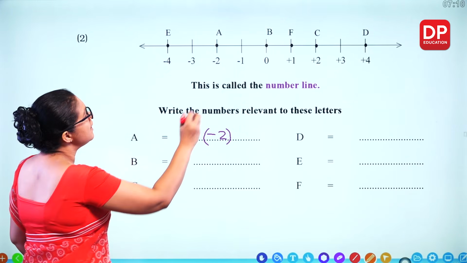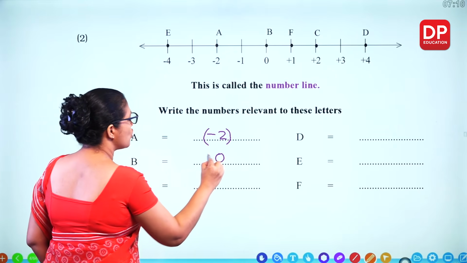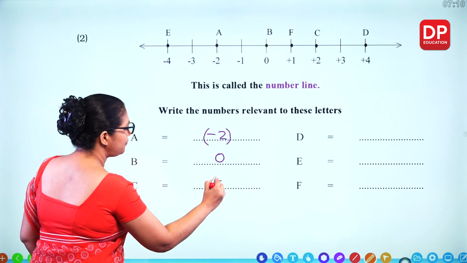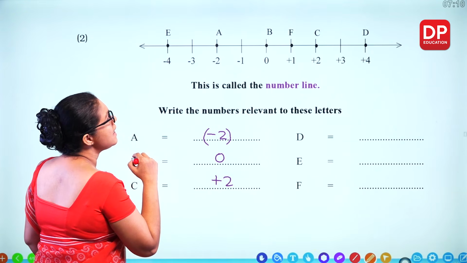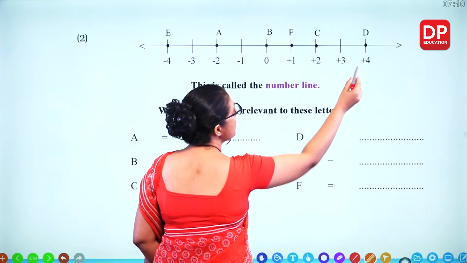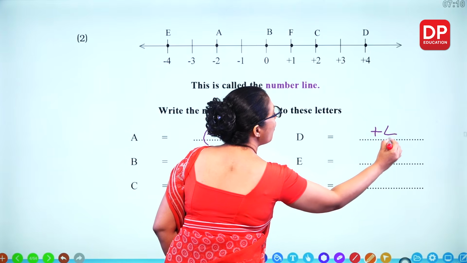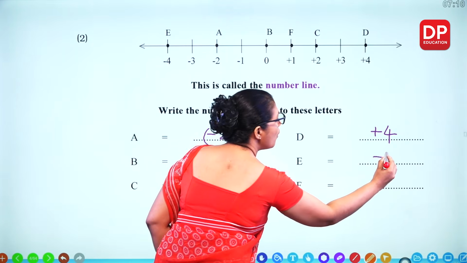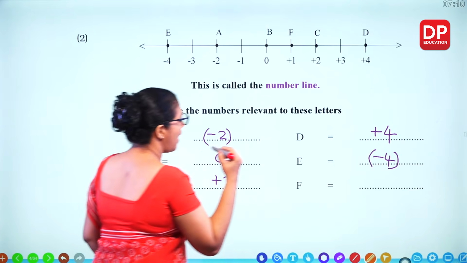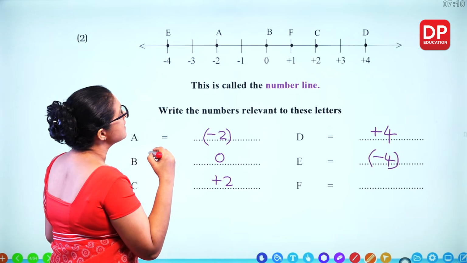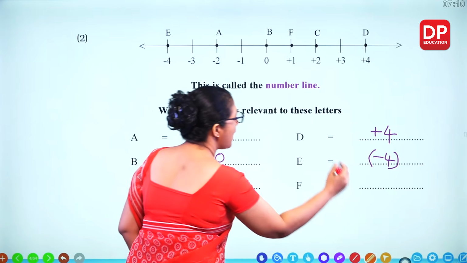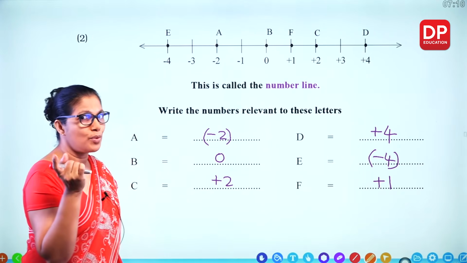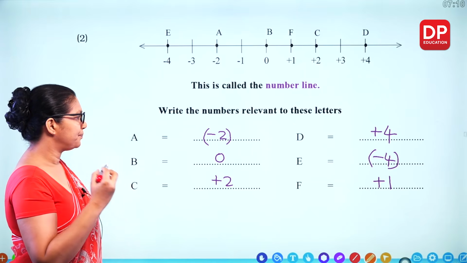B. B is here. That's 0, initial point. C. That's plus 2. D. Where's D? That's plus 4. And E. E is minus 4. And F. Where's F? F is here, plus 1. Here we put brackets when you get a negative number.